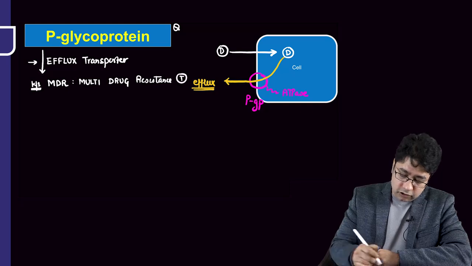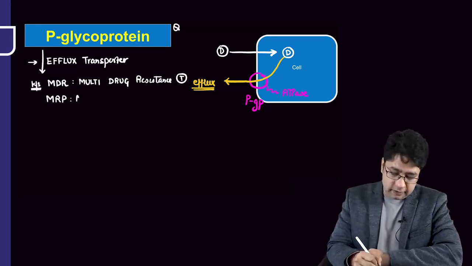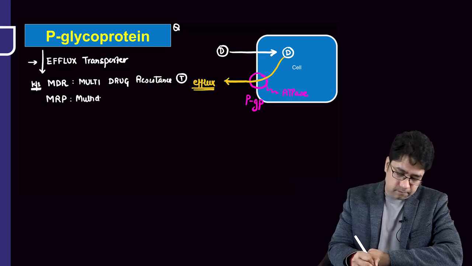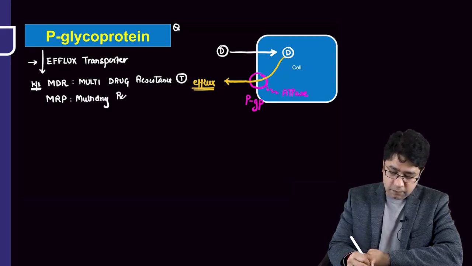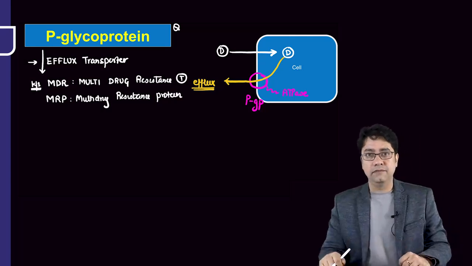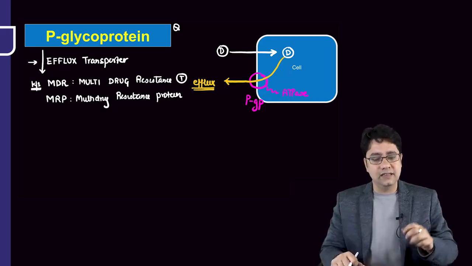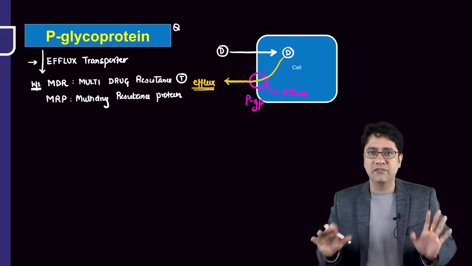It is also known as, some books write, MRP transporter. MRP is multi-drug resistance protein. The reason is, if the drug will not remain inside the body, can we say the body will become resistant to that drug? The answer is yes, this is the simple way.